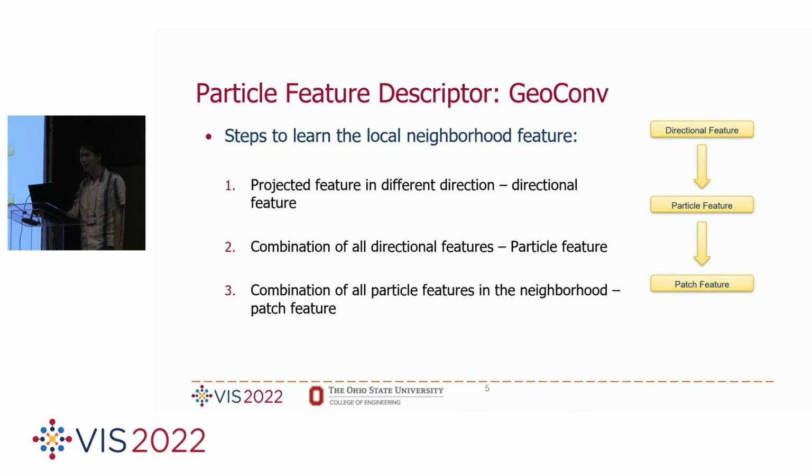Next, we explain how the feature is learned using a geometric convolution. There are three major steps. First, the particle position and attributes are projected in different directions to learn the directional feature. Secondly, the directional features are combined to be a particle feature. And last, we combine all the particle features inside the patch to be the patch feature. Details of these steps will be discussed next.